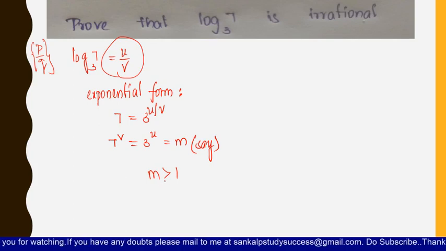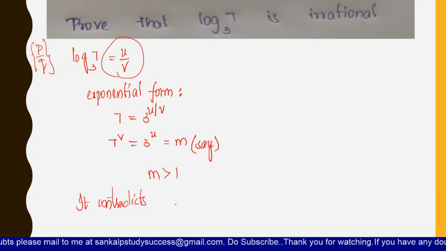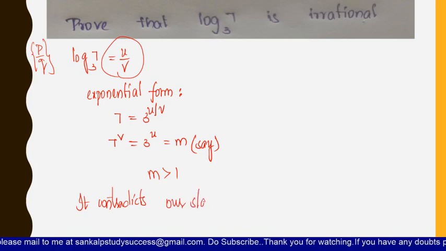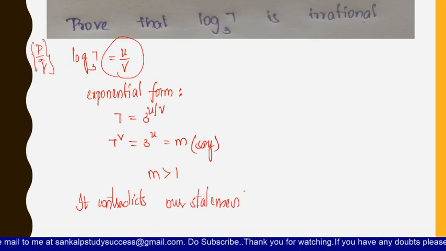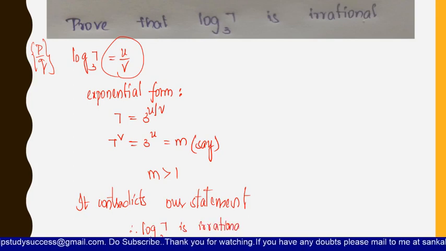But here m is greater than 1. You can express it in the form of prime numbers in two ways. So it is not a rational number. That means it is contradicting our statement. It contradicts our statement. That means the given number log 7 to the base 3 is irrational. Okay. Log 7 to the base 3 is irrational.